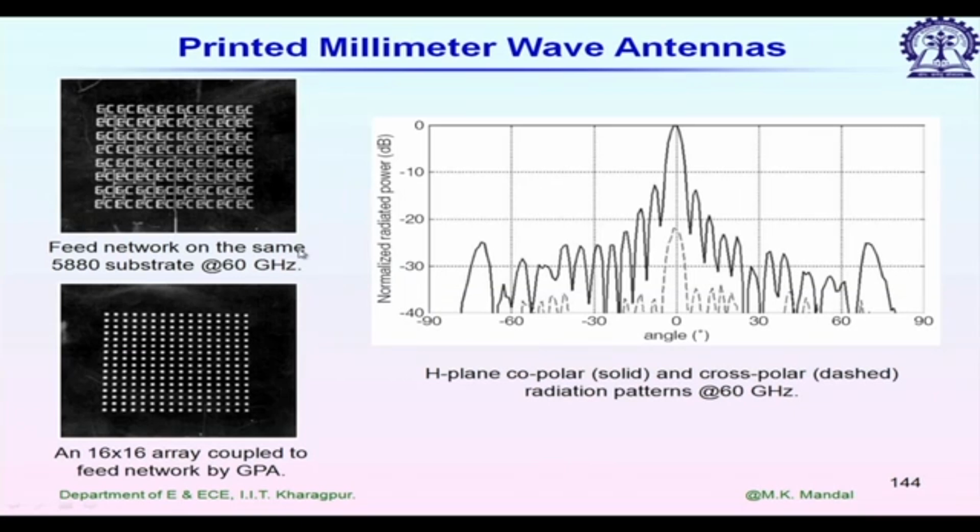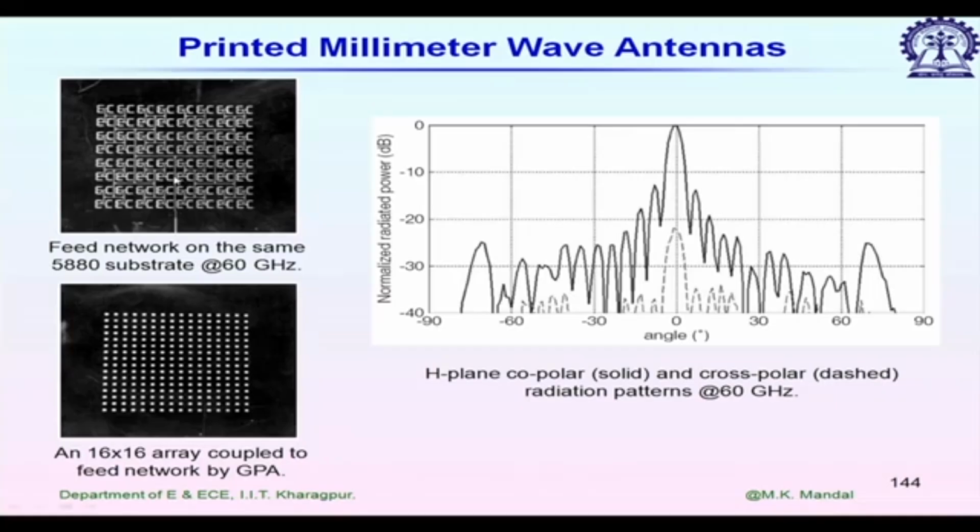So, how can we avoid this? We have to somehow separate the feed network and the radiating patches. How do people do it? They place the radiating patches in one layer and design the feed network in another layer. Then we have to couple power from the feed network to these radiating patches, and for that we can use a ground plane aperture, a GPA. These are basically some slots etched in the common ground plane of the antenna and feed line structure.